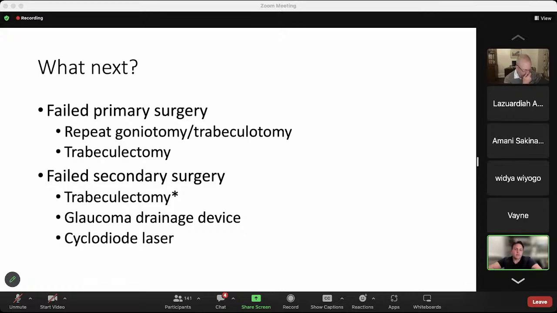So what do we do if we've had a failed primary surgery? Well, you can repeat the trabeculotomy or goniotomy in a different area to get more real estate. Or if that's not possible, or it failed because you couldn't get proper anatomy, then you can consider a trabeculectomy. Or if you've had failed secondary surgery, then what do we do? We'll consider a trabeculectomy. A lot of us would go to a glaucoma drainage device or consider diode laser.